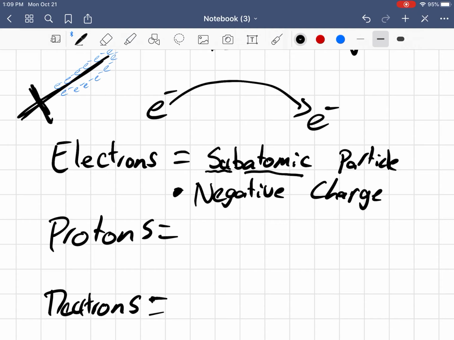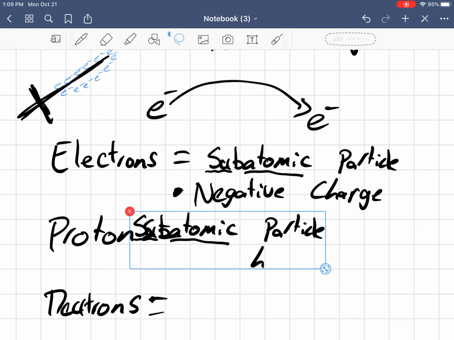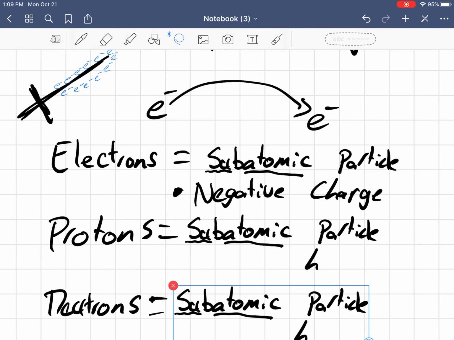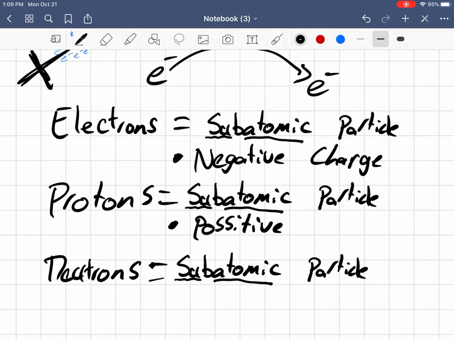Let's talk about our charge as well. I'm going to copy and paste this here and here, to symbolize that these are both subatomic particles. Protons, however, do not have a negative charge. They have a positive charge. You can think P for positive, P for protons. That's how we'll remember that.